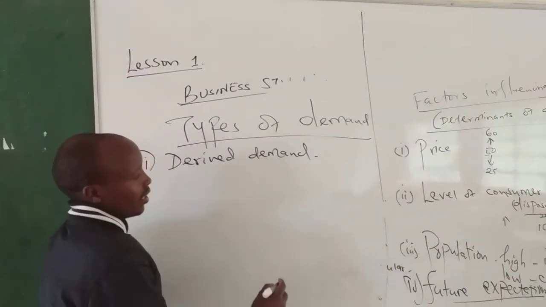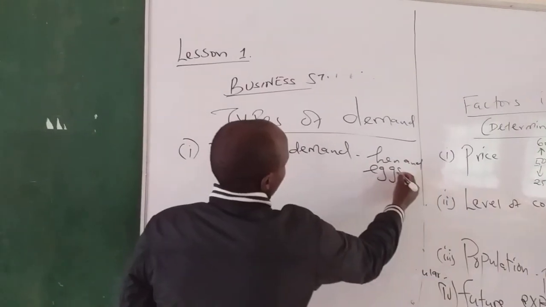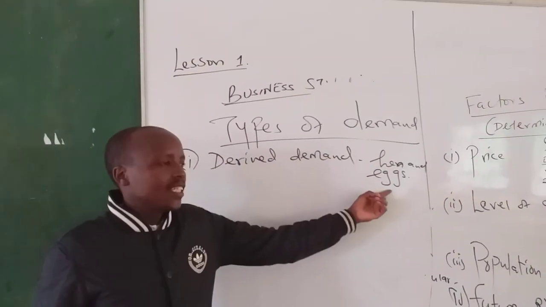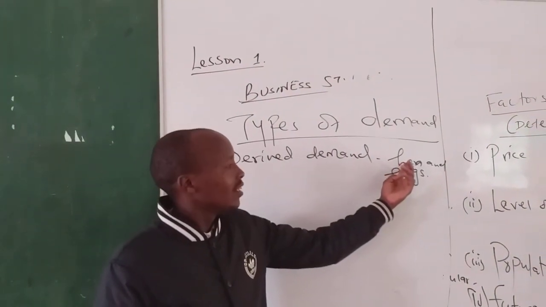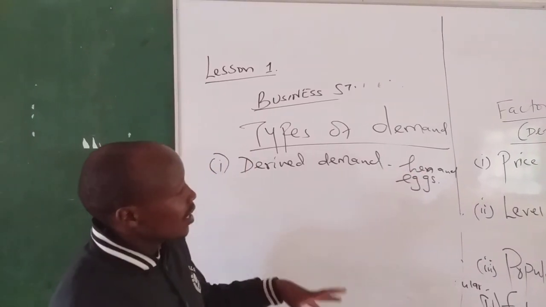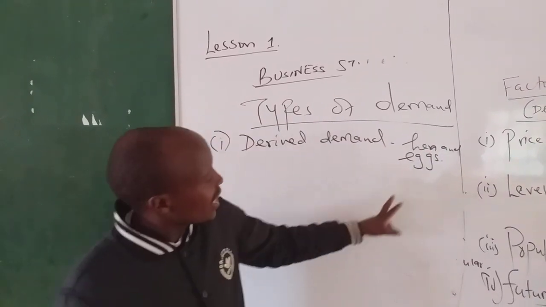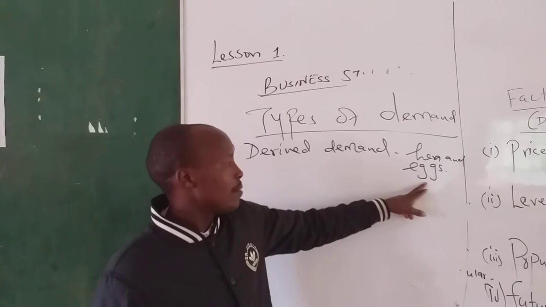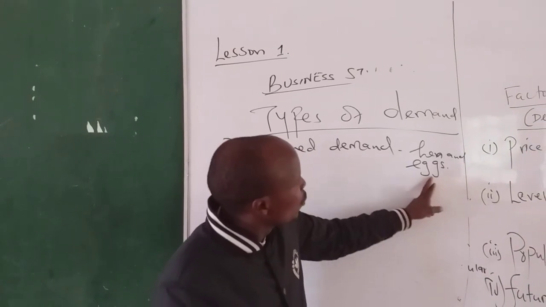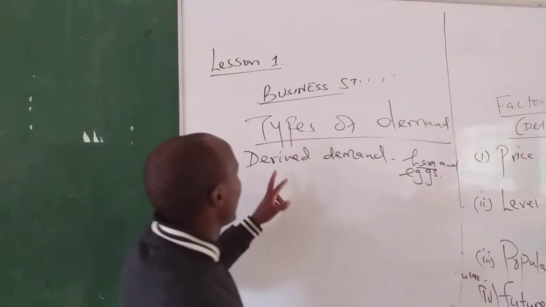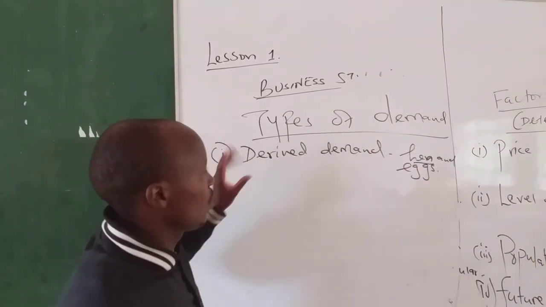I will use a very good example here of a hen and eggs. Assuming that you want eggs, then you will be forced to buy a hen, so that you don't incur much expenses. If you want an egg, you buy a hen. So the demand for this hen is being derived from the demand for eggs. Because the actual commodity which you want here is an egg, you will be forced to buy a hen. We are deriving the demand of hen from eggs. That is what we call derived demand.